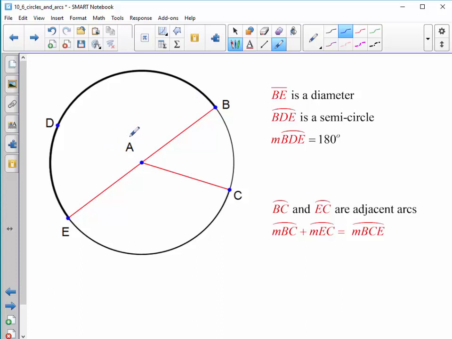So it's 180 degrees. Now, we have another arc going this way, which is going to be BCE. That's another semicircle, and that's going to be 180 degrees as well. What I wanted to point out is that if this is 55 degrees, and then this is half of a circle, 180 degrees, this part here must be 125 degrees, and these two they're adjacent. You can add them together to create the 180 degrees.